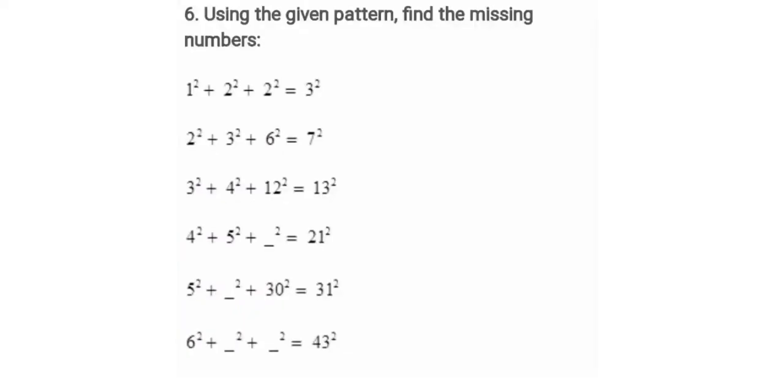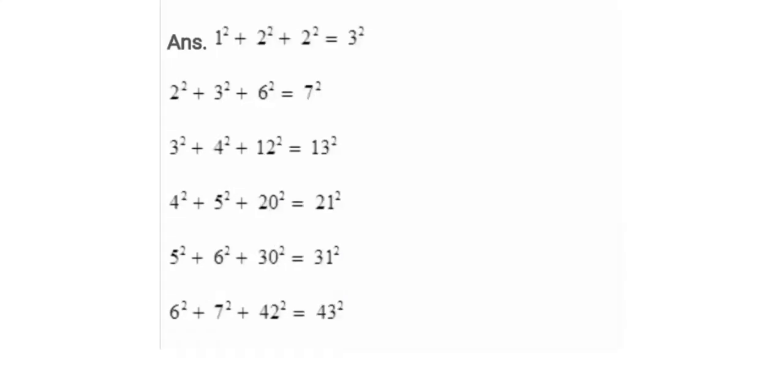Question number 6. Using the given pattern, find the missing numbers. So first one, 1 square plus 2 square plus 2 square. Answer is 3 square. Next one, 2 square plus 3 square plus 6 square. Answer is 7 square. Now 3 square plus 4 square plus 12 square is equal to 13 square. Okay. Now we have to fill these three. So scholars, see the first one, 1 square plus 2 square plus 2 square. So first multiply first two numbers, 1 into 2. What will come? 2. So the third number will come 2 square.